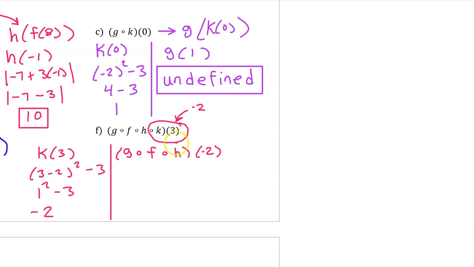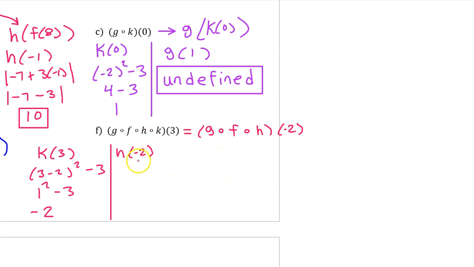To continue on, we basically replace the k at 3 part with -2, and we bring down the g at f at h. So, in fact, long strings like this are the benefit of this open circle notation, because you can simply work from right to left and evaluate one at a time, bringing down the rest. So, it's time to do h at -2 now.